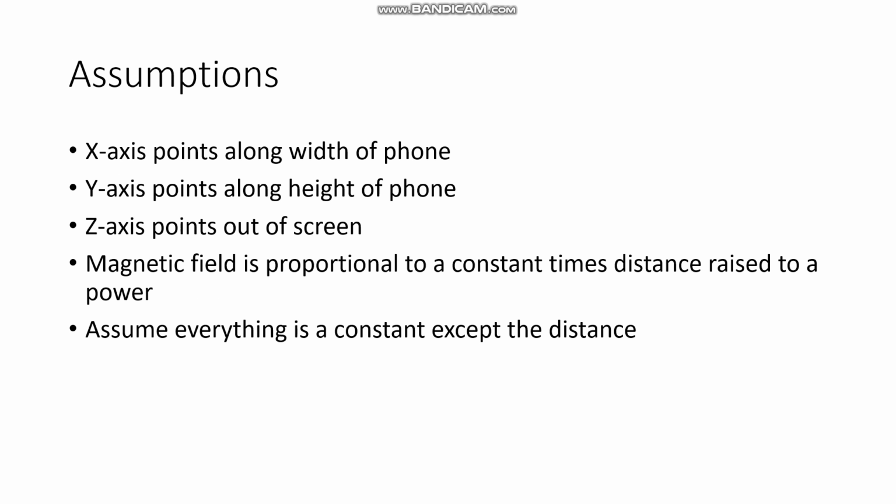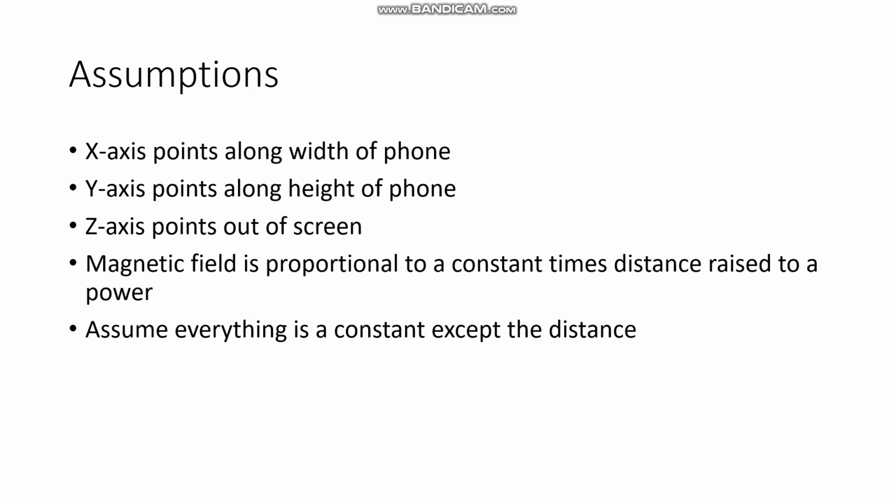So for our assumptions, we're firstly going to be assuming that the x-axis is along the width of the phone, the y-axis is along the height, and the z-axis is going to point out of the screen. Then we're going to go ahead and have the magnetic field be proportional to some constant times the distance raised to some power. And then we're going to assume everything else is constant except the distance, meaning that if there's any changes in your actual magnet, we're going to just go ahead and ignore them.